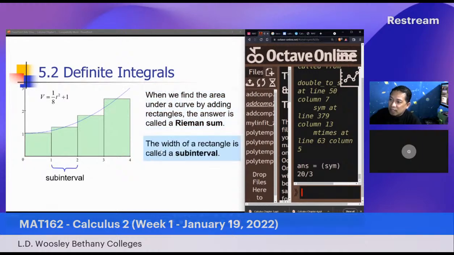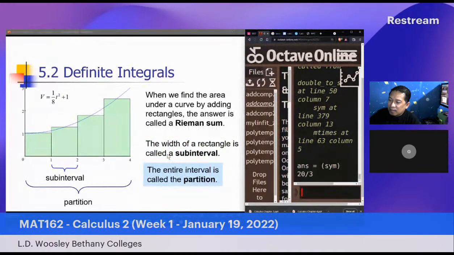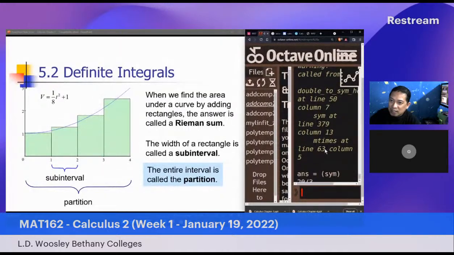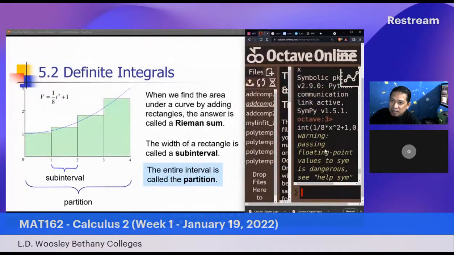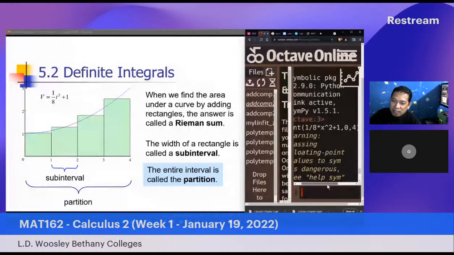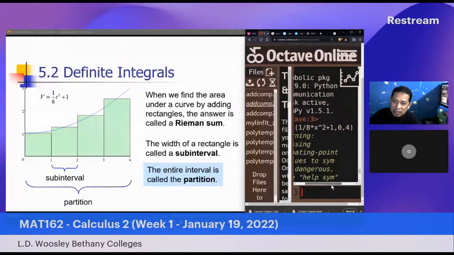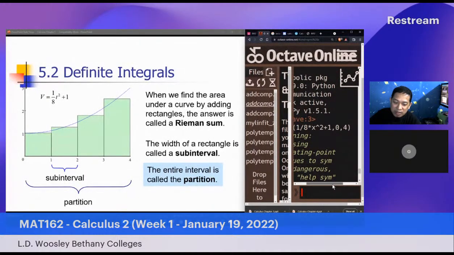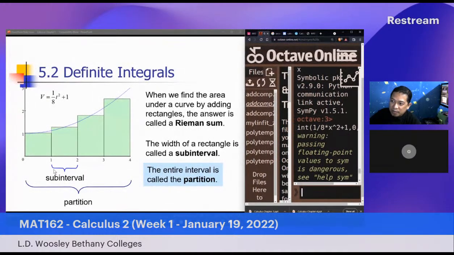So the rectangle is the sub-interval. Mga sub-interval yan. And the entire interval is the partition. So yung partition mo, that's your lower and upper limit. Yung ginamit natin kanina dito, lower and upper limit yan. So from 0 to 4. So the equation, 1 over 8x squared plus 1, integrate from 0 to 4. So that's your partition.